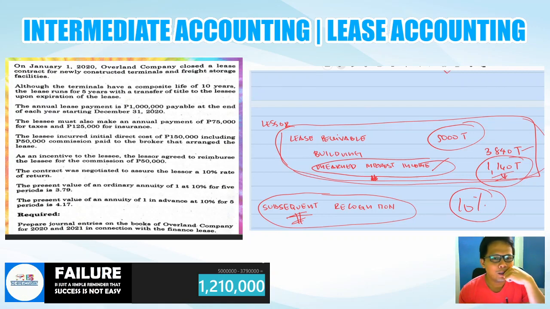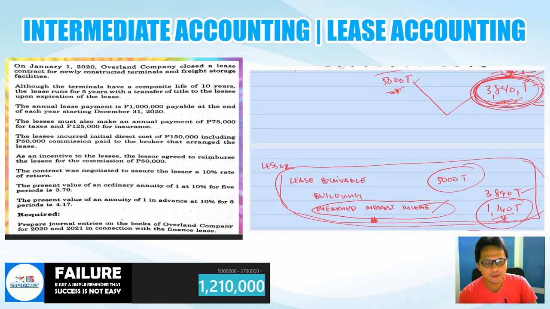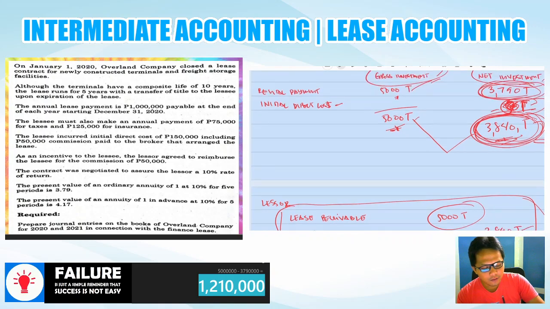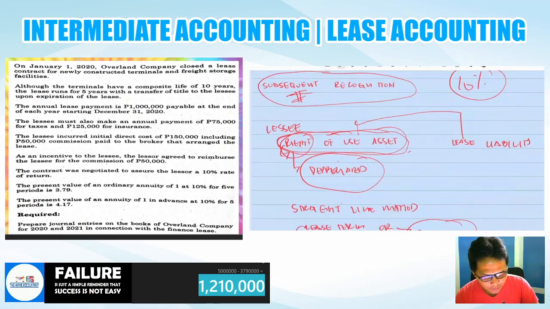So now, what we will do is to determine a new implicit rate that would generate us, okay, a present value equivalent or equal to your net investment at 3,840. So how will we do it? Alam na natin kung paano. Because we have already encountered this type of complexities with our bonds payable discussion. Using the trial and error interpolation process. Okay? So, let's compute, no?